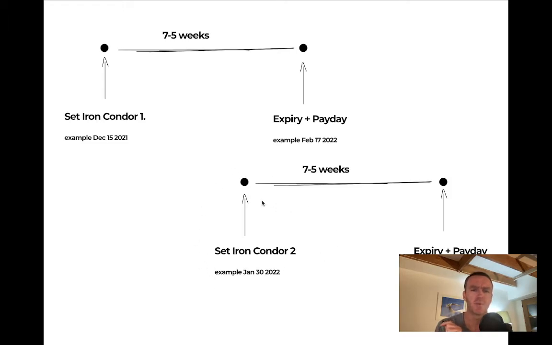But in this example, in terms of timing, I might put that one on January 30. So this condor was started on the 15th of December. This one started on the 30th of Jan, might be a few days before, might be a few days after. And its expiry goes through in March. That's generally how I'm managing it with all of the contracts in the accounts. There's 2 condors live at any time. Now, this might change in the future, but this is what it's live as at the moment.